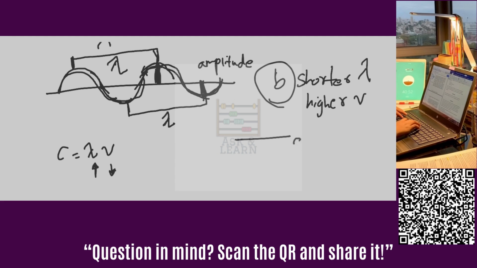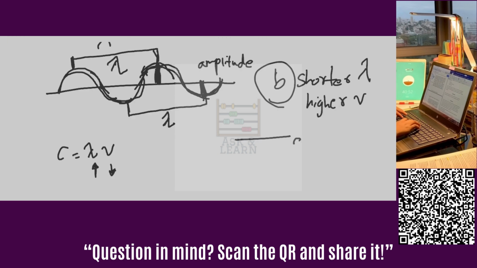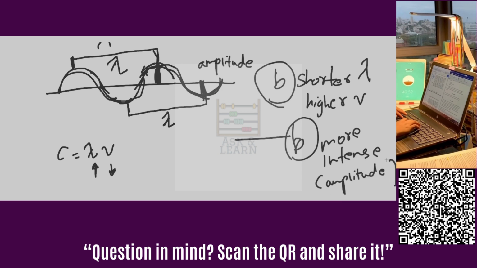Now, the next one, intensity. Which one has the more intense beam of light? That has to do with the peak, and you can see that B has the highest peak. So again, B is more intense. So B, more intense. That has to do with amplitude. You can also say it has to do with frequency, but mostly amplitude.